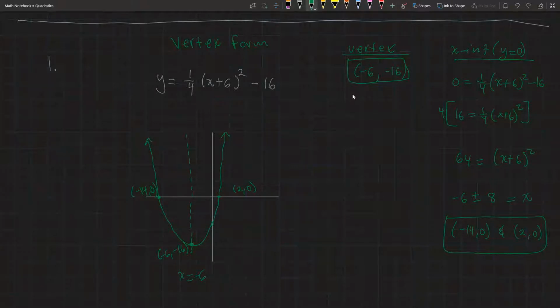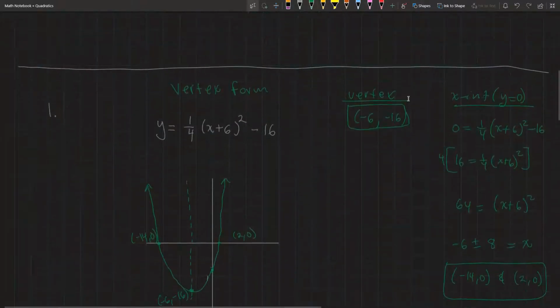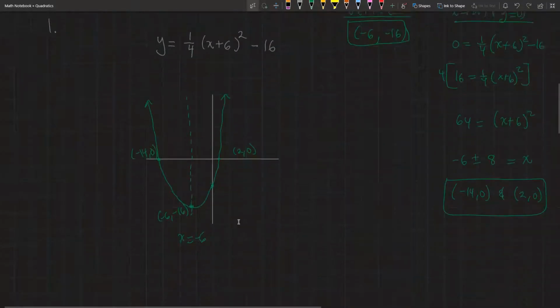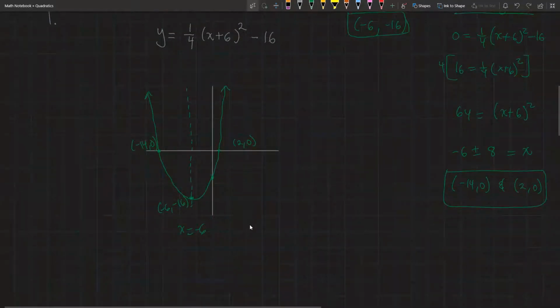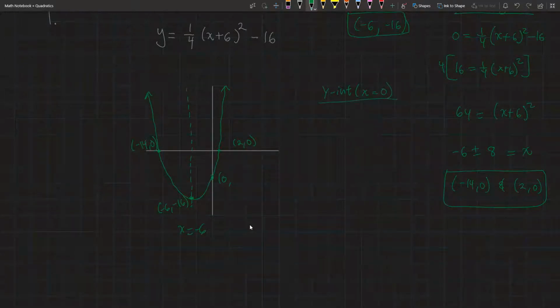Can we figure out what this y-intercept is now? And then we will be done. We got the vertex, 2 x-intercepts, and a y-intercept that's missing. But we know its x value is 0. So let's do that. The parabola happens to cross the y-axis when x equals 0. So therefore we have y equals 1 over 4 times 0 plus 6 squared minus 16. And hopefully you can see that y equals 1 over 4 times 6 squared, which is 36, minus 16.